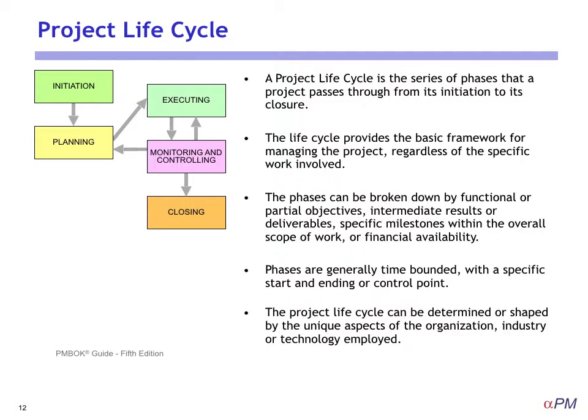So again, in the PMBOK guide, they've got a good description of what a project life cycle is. Typically, it's shown as a series of 5 phases, from initiating to planning, executing, monitoring and controlling, and closing. And as you can see from some of the arrows, it tends to be that planning follows initiation, and then you do your planning, executing, monitoring, controlling. You go around the loop a few times, and then when you're ready to close your project, you end with closing. So those are typically the phases that you'll see on most projects.